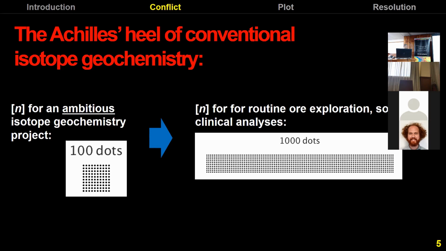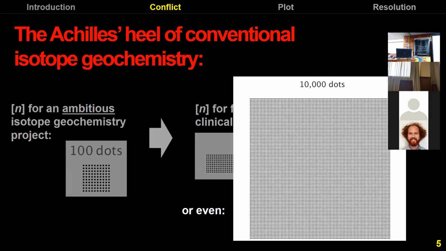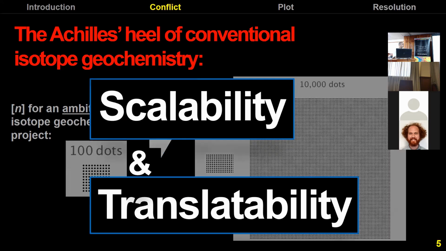It's a real rate limiting step. So just as a bit of context, if you've got an ambitious isotope geochemistry project, something that could take months or somebody really spends a whole year on the entire project, you may end up with 100 unique analyses. So if you actually want to turn this into a routine tool for something like ore exploration, and there's also medical applications for isotopes as well, there you're looking at something like 1,000 unique samples, or potentially even more. And you can see how very quickly that blows out into something that is no longer feasible by these conventional means. So boiling that all down, it's a scalability and translatability problem.